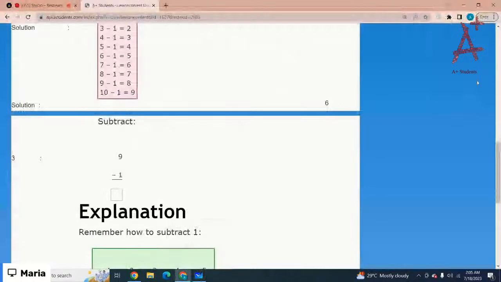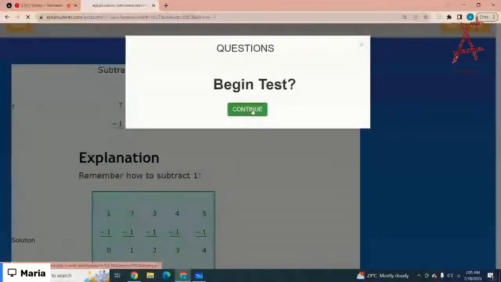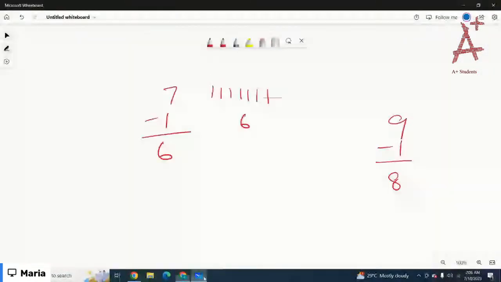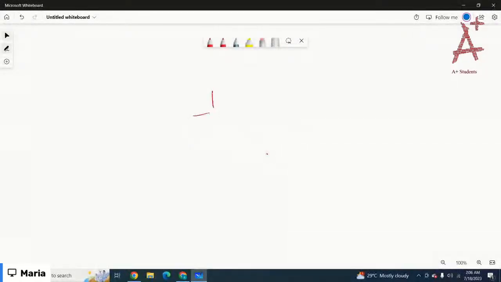Let's just start with the practice questions. The first one is 1 take away 1. Just go back by one number. So we have 0. So 1 take away 1 is 0. So the correct option is 0.